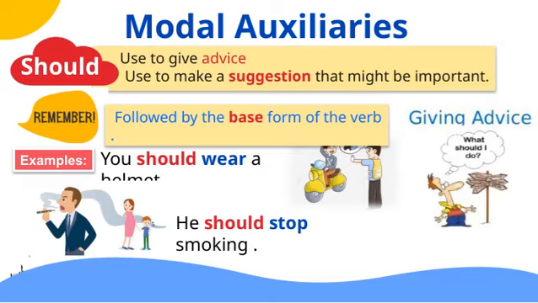Now, let's look at some practical examples of how we use should to give advice or make suggestions. For instance, he should stop smoking. This is a recommendation for someone who needs to improve their health. When we say should, we're not forcing someone, but we're suggesting that it would be a good idea. Another example is you should wear a helmet. This is advice, often related to safety, that we think is important for protection. Remember, should is followed by the base form of the verb, like stop or wear.